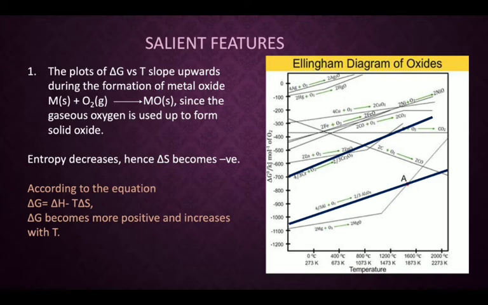So for all these oxide formations, which I have highlighted in blue color, we can see that as the entropy becomes more and more negative, the delta G value becomes more and more positive. That's why these lines slope upwards, because delta G is increasing with temperature. You know that along the y-axis we are taking delta G. So since delta S is becoming negative, delta G becomes more and more positive.